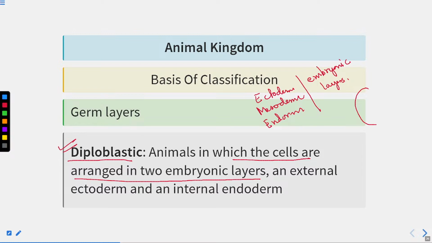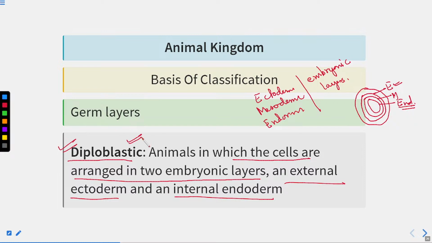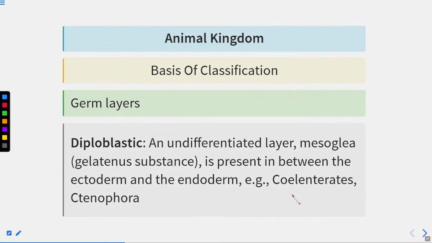So at the time of embryo formation, these layers arrange themselves and form the different organs, right? So an external ectoderm and internal endoderm. This is the external, that is ectoderm, and the internal one, that is the endoderm. So in a diploblastic organism, only two layers are present: external ectoderm and internal endoderm.